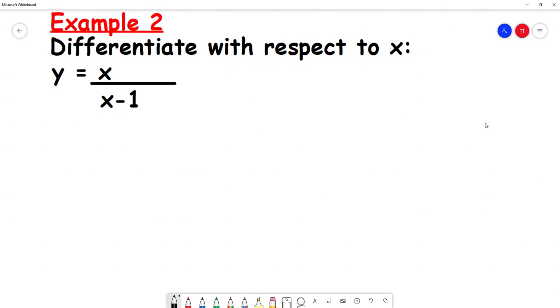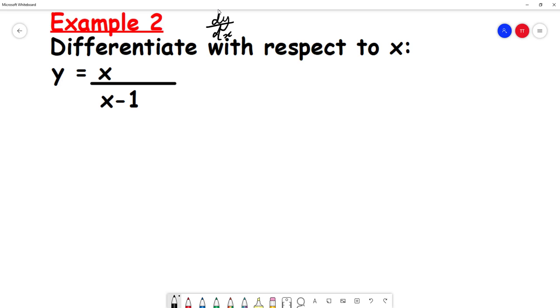If we take the next example, you can pause the video, and when you're done, I will go through my worked solution. Okay, welcome back. Here's another example for you to try. You can pause the video, and when you're done, I will go through my worked solution. Okay, welcome back. So let's write down the quotient rule.